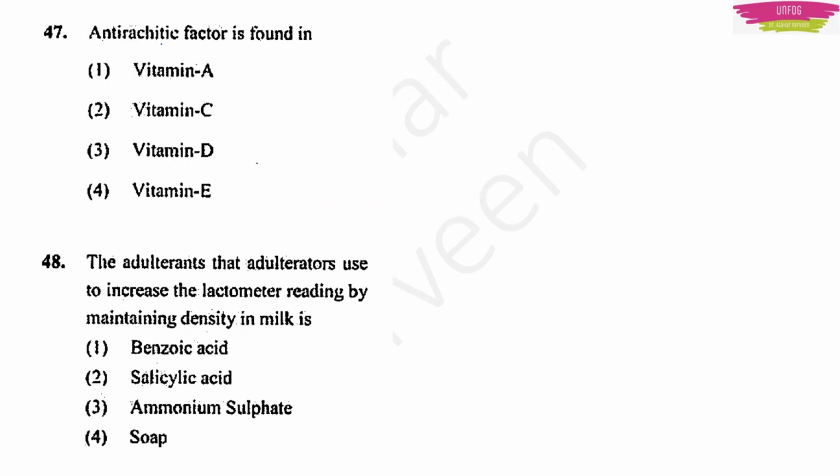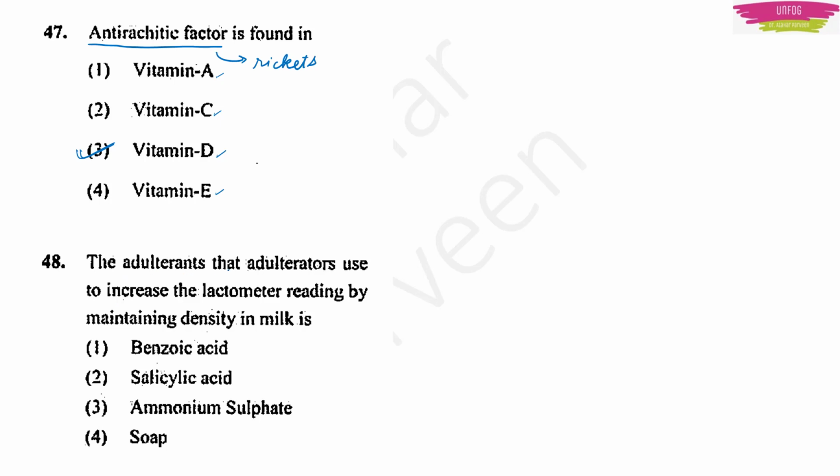So the next question, antirachitic factor is found in. The antirachitic factor is that component which is used to cure rickets. Option 1, vitamin A. Option 2, vitamin C. Option 3, vitamin D. And option 4, vitamin E. It is actually vitamin D, which is the antirachitic factor, which is used to cure the rickets disease. So option 3 is our right answer.